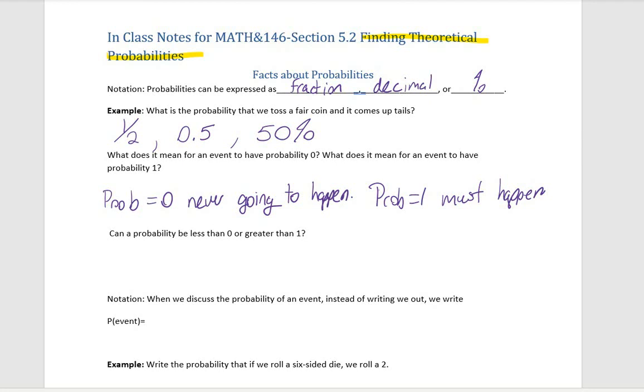Now, can a probability be less than 0 or greater than 1? The answer is no. So if you ever get a probability that's negative, or a probability that's bigger than 1, that means that something's gone wrong and you need to go back and fix your answer.